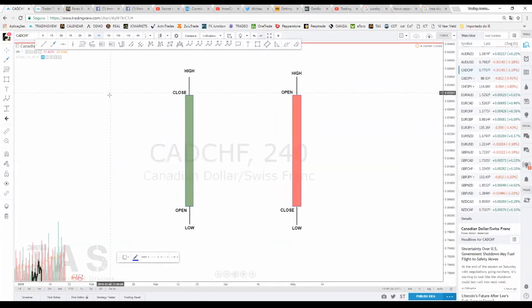Yeah. Okay, thank you. So usually you'll have a move up that will make the high, a move down that will make the low, and a retracement back that will close the day or the week or the month. Doesn't matter what time frame you're looking at. Okay? This would be here.